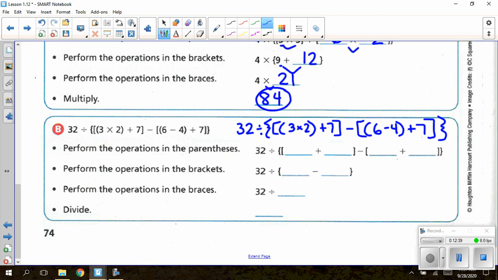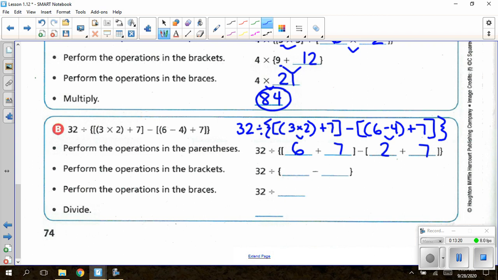So now, again, working from the innermost out, solving the parentheses first. I can go ahead and solve both sets of parentheses because they're located in opposite sections of my expression. So I know that 3 times 2 equals 6. I already brought down the 32, divide, brace, bracket, the plus sign. I can bring down the 7 because I did not work with that yet. Brought down the end bracket, the minus sign, the first bracket of the new set. Now I can do 6 minus 4, which is 2. Brought down the plus. I can bring down the 7 and then the bracket and the brace to finish it off.